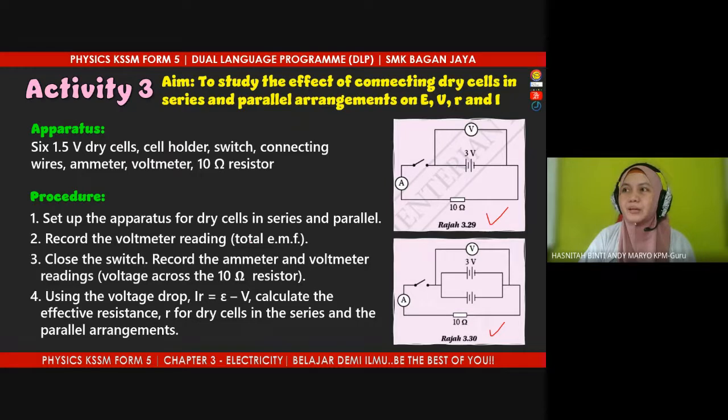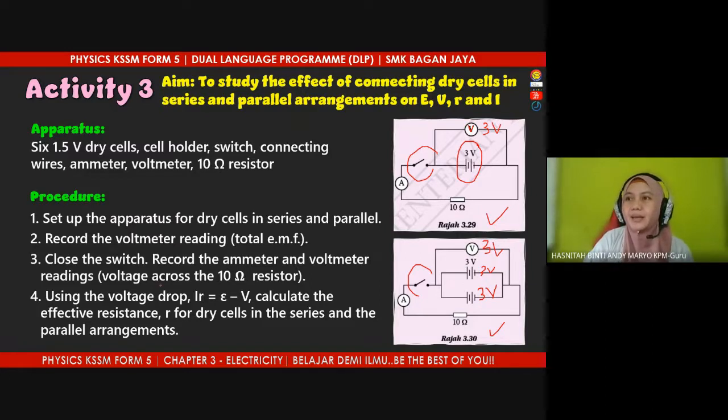Record the voltmeter reading. Now the switch is open, right? So you can see the voltmeter reads the EMF of the dry cell. This one is supposed to read 3 volt. Then this one is also the same, 3 volt here. This one is also 3 volt, connected in parallel. So what is the reading of the voltmeter here, students? It also reads 3 volt because they are all in parallel.